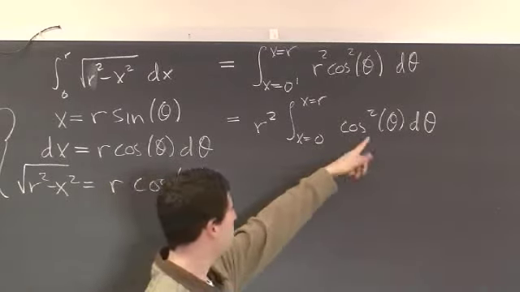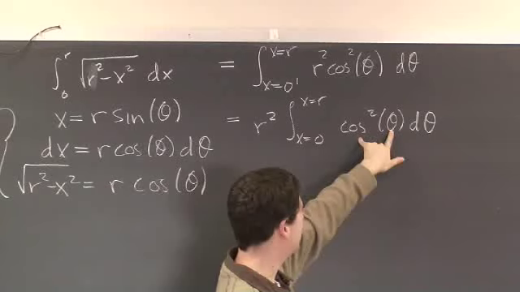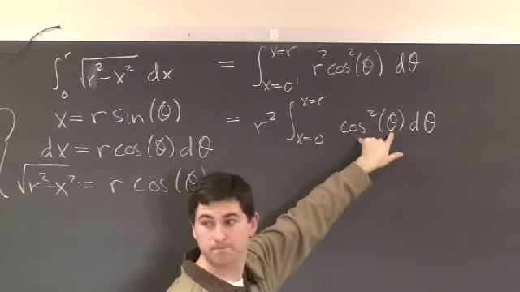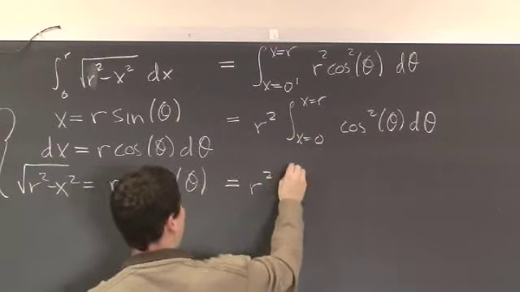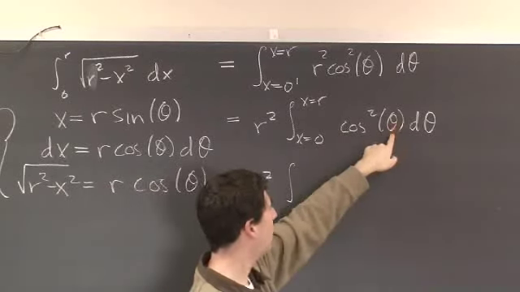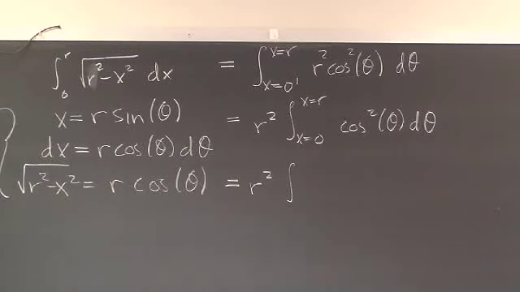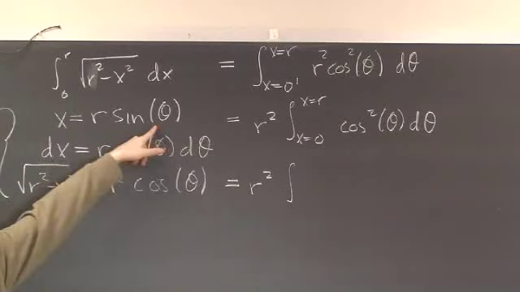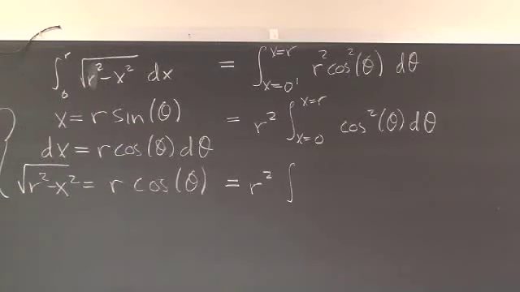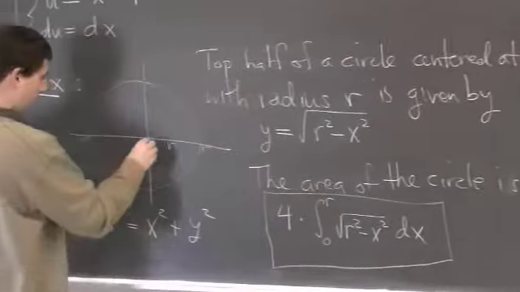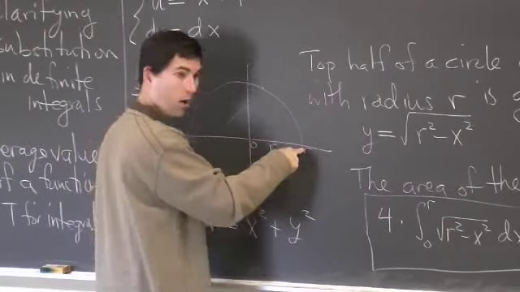Okay, but now I want to switch from x's to thetas everywhere. So I still have these x's sitting around. I need to figure out when x is 0 or x is r, what my theta is going to be. You can use this formula, right? X over r equals sine theta, and then take the arc sine. Let's just go back to the picture and try to figure this out, because we have some more context. So, for instance, when we're going from 0 to r.